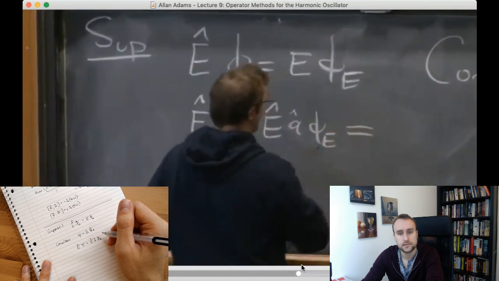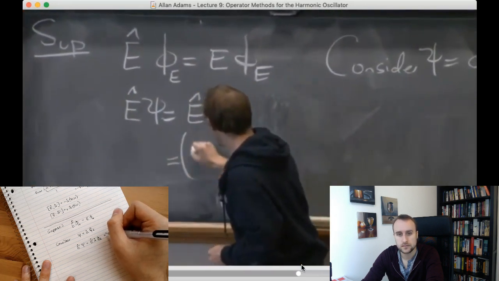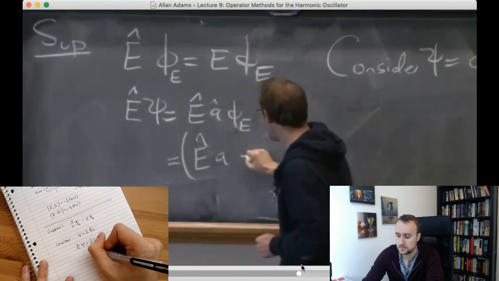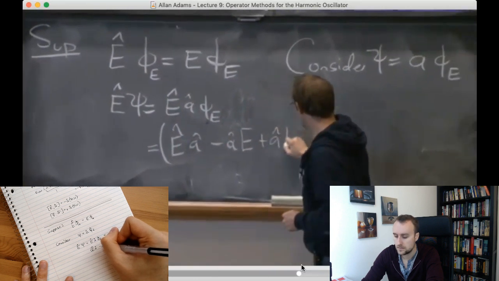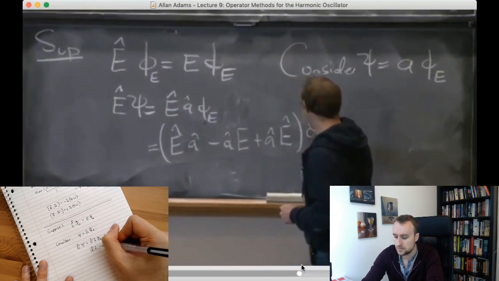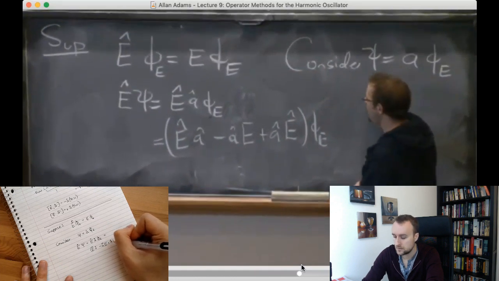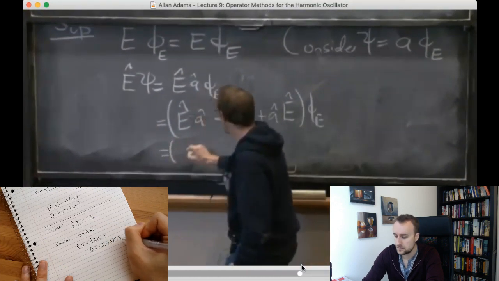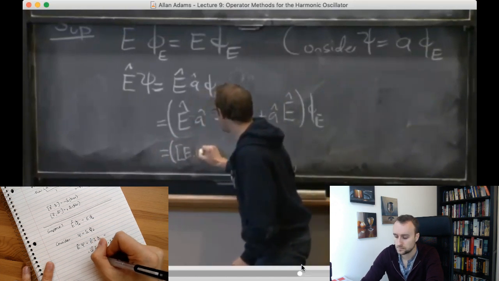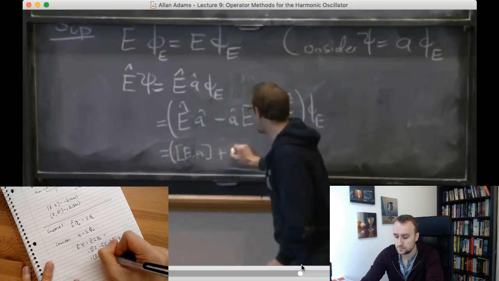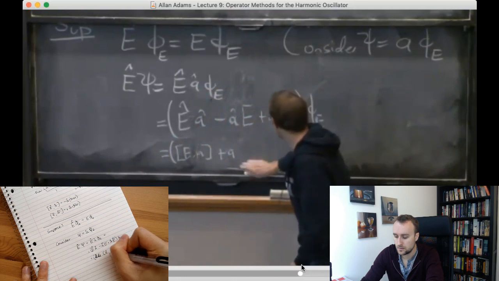And so at this point, we add 0. This is a very powerful technique. This is equal to EA minus AE plus AE acting on phi E. But that has a nice expression. This is equal to EA minus AE, that's the commutator of E with A, plus AE. Well, what's E acting on phi E? Actually, let me just leave this as AE.